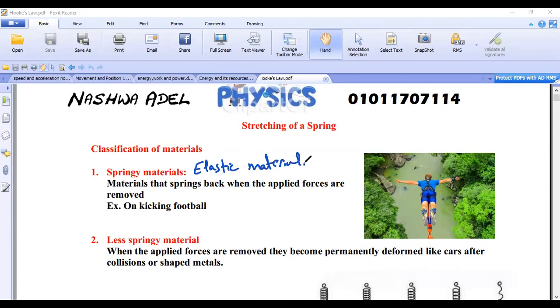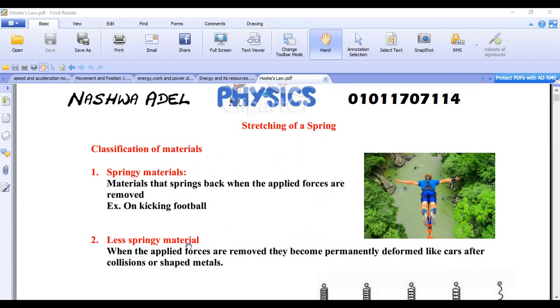When a force is applied on springy materials, they deform. When the force is removed, they return back to the original shape. Meaning, when we apply a force on an object, the shape of the object changes, and when this force is removed, the object returns to the original shape once again. On kicking a ball, you see the shape of the ball is deformed for an instant of time. When your leg touches the ball, the shape is deformed. When you leave it, the shape returns to the original shape once again. This is what is meant by springy material.